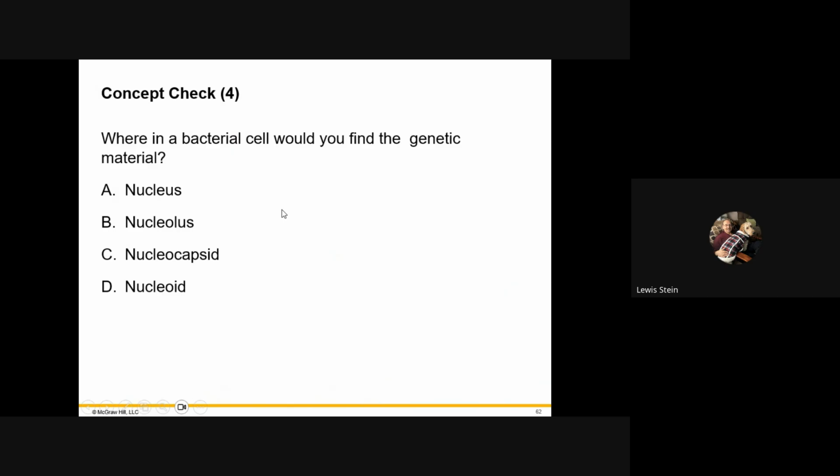Again, this is a classic example of a test question. The students, it's so easy. You know that they don't have membrane-bound organelles. Nucleus goes away. Nucleolus is only inside of a nucleus, so it goes away. Nucleocapsid, you're going to see, has a lot to do with viruses. It doesn't have pertinence to bacteria. Process of elimination, that's the only answer. Nucleoid looks like a nucleus, but it's not. That's what oid means.